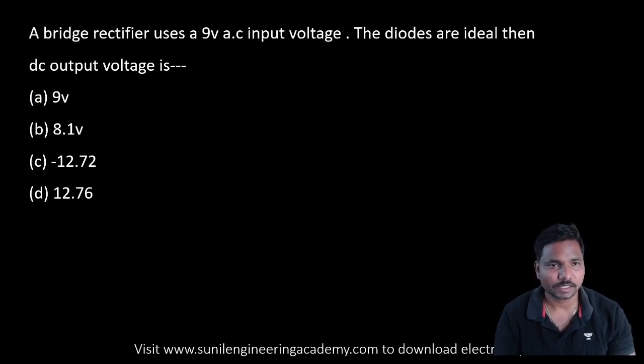Coming to the next one: a bridge rectifier uses 9 volts AC input voltage. The diodes are ideal, then what is the DC output voltage?